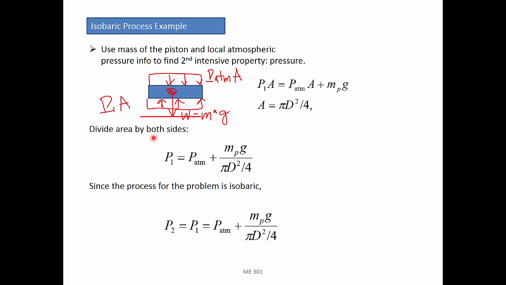Let's now divide both sides by area. We can obtain the relationship to find the pressure for state 1, which is here. And since the process for the problem is isobaric, pressure will stay the same. So that means pressure 2 and pressure 1 will be the same.